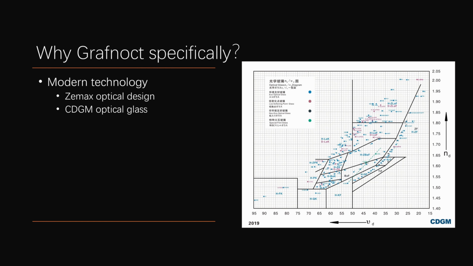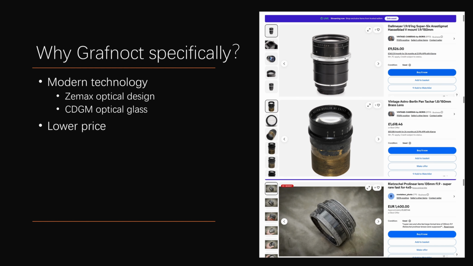Also, we have modern optical glasses. For example, we're using Chengdu Guangming optical glass. Back in the days, before the 1960s, there was no lanthanum glass at that time. So now we have a wider range to choose from.